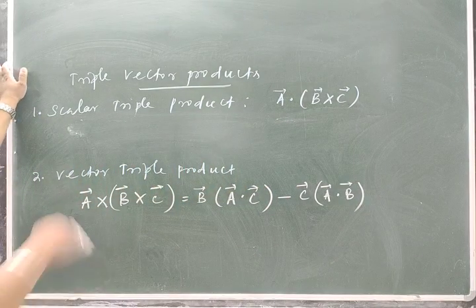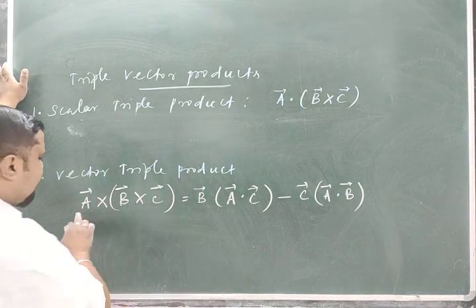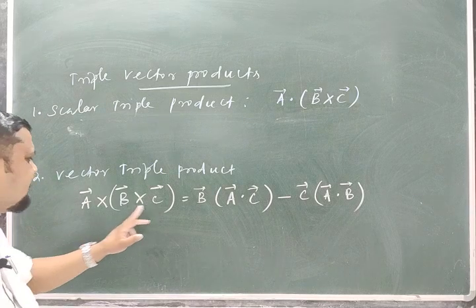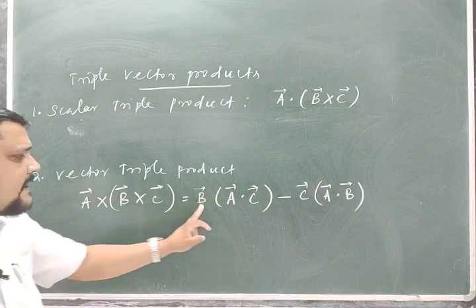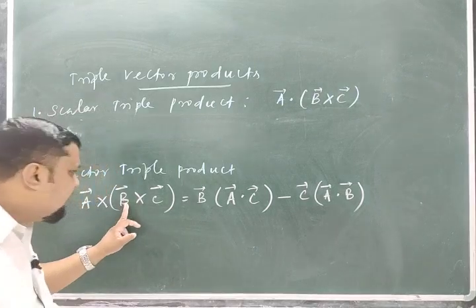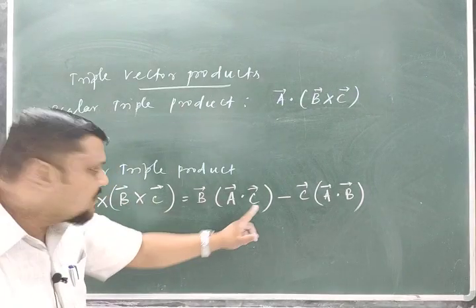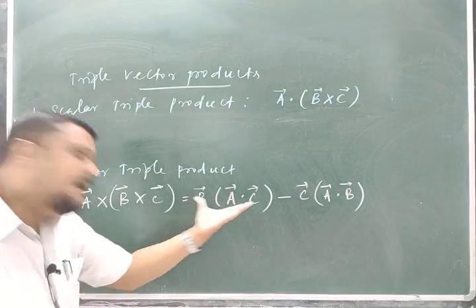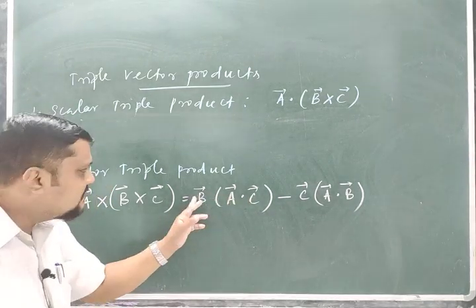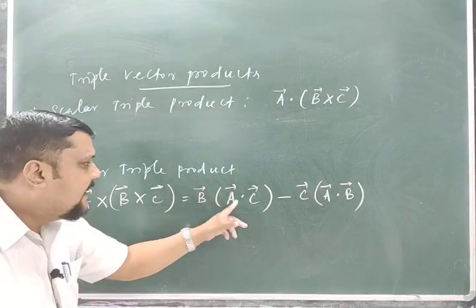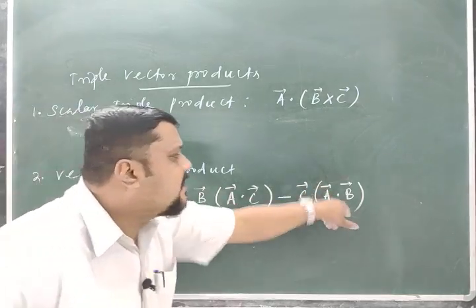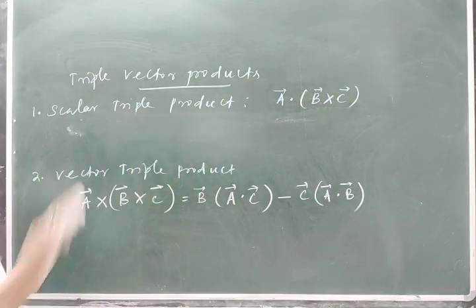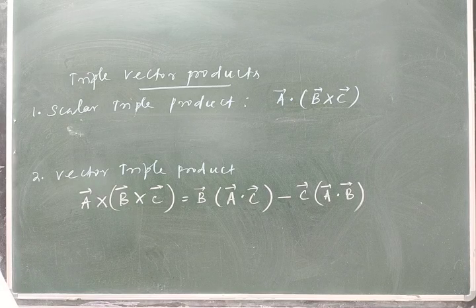Remember the formula. Derivation part is not required here for our course, but sometimes you can use this formula. A cross B cross C, that is called vector triple product, that is equal to B, first B, A dot C. A dot C means dot product is scalar. So this scalar multiplied with the vector is a vector. But there is no change, you can write B here or B here. B A dot C minus C A dot B, this is a scalar multiplied with the vector. So vector minus vector is a vector. So the result is a vector.